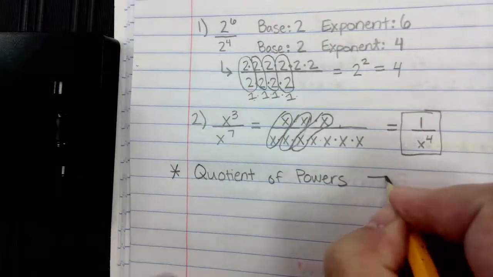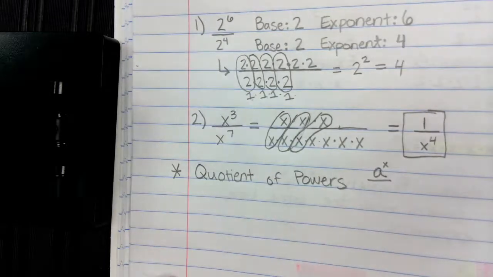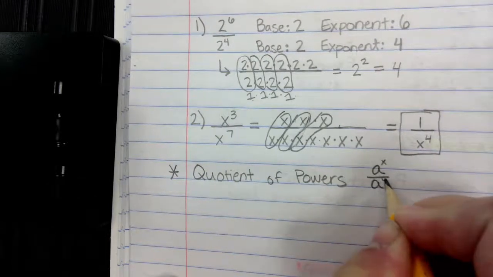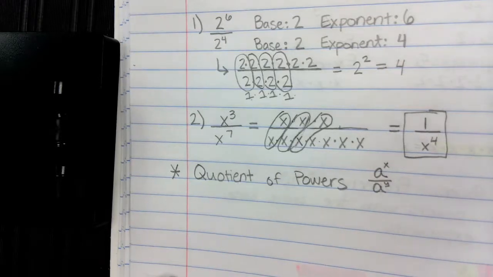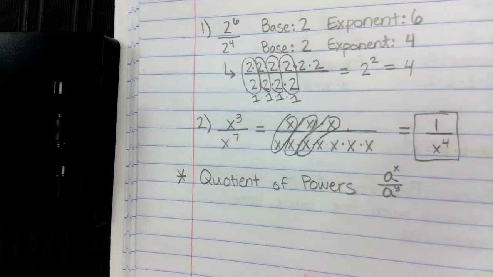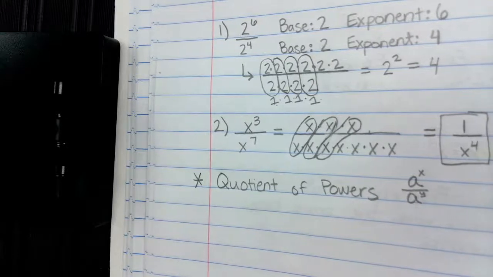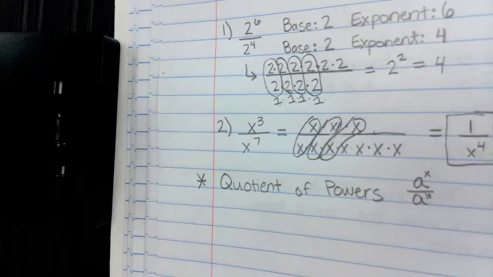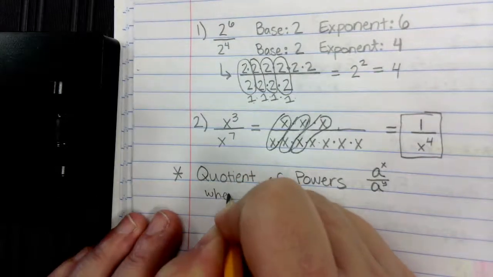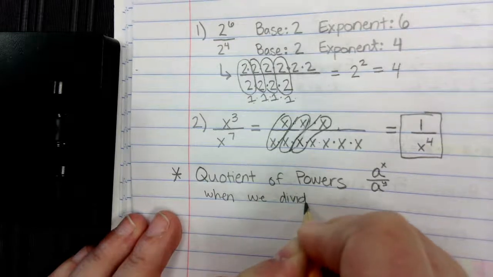Okay, number 3. We have m to the 5th power, p to the 6th power, over m to the 3rd power, p to the 10th power. So in our answer, how many variables are we going to end up with? 2. We're going to have an m and we're going to have a p. So we're going to deal with those m's separately from those p's.